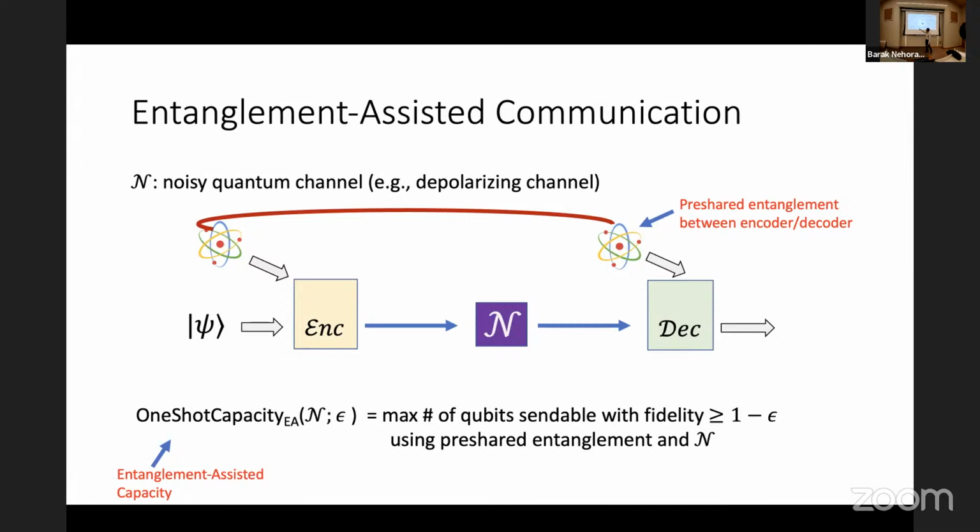So the one shot just refers to the fact that I only get to send information through N once. Entanglement is not bounded, yeah. So it can use as much entanglement as you want.